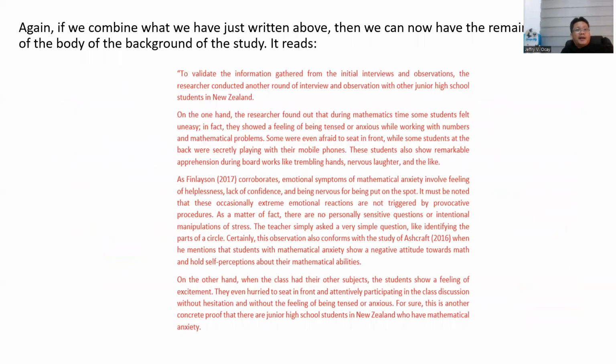Now again, if we combine what we have just written above, the body of the background of the study, then we can now have the remaining parts of the body of the background of the study, and it reads. I am now putting together the bits and pieces about the body of this background of the study. It reads, to validate the information gathered from the initial interviews and observations, the researcher conducted another round of interview and observations with other junior high school students in New Zealand.